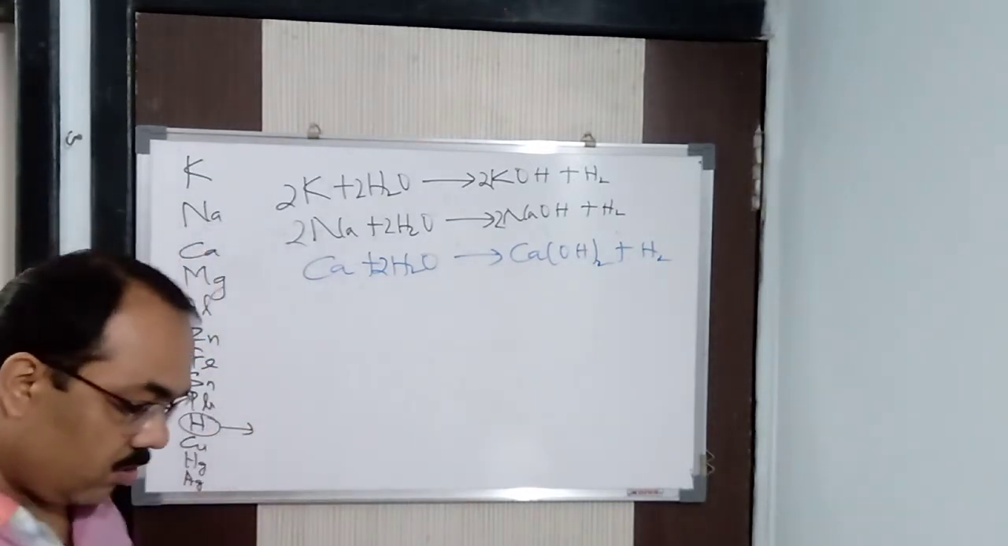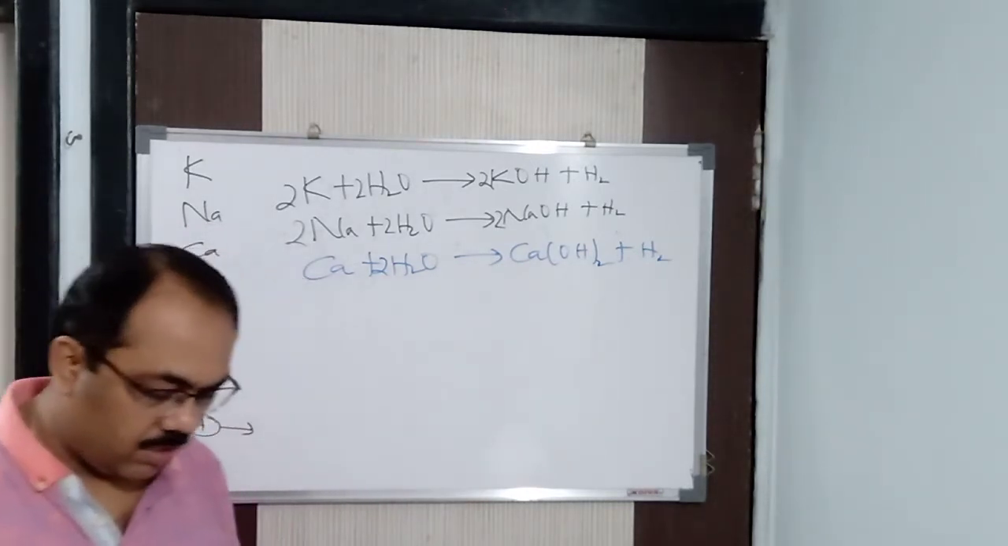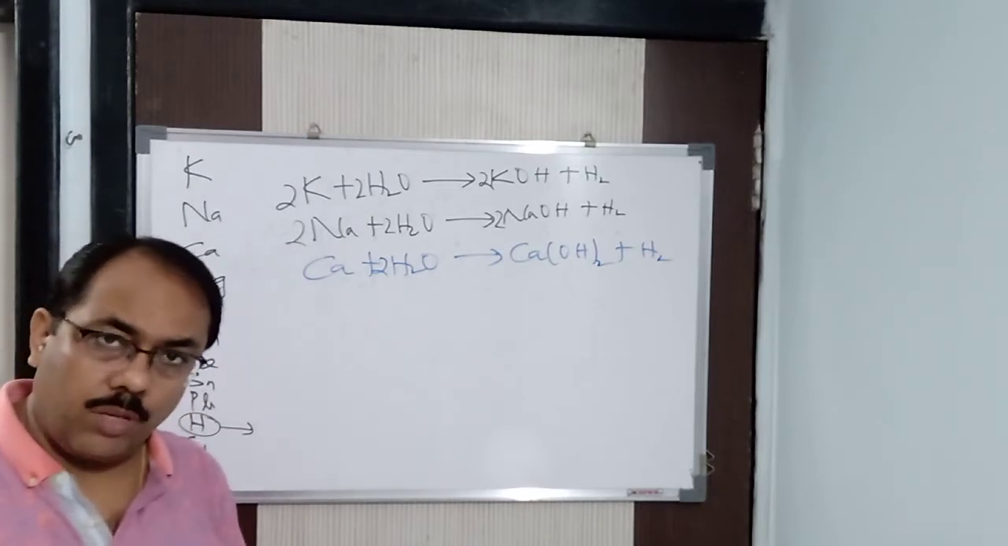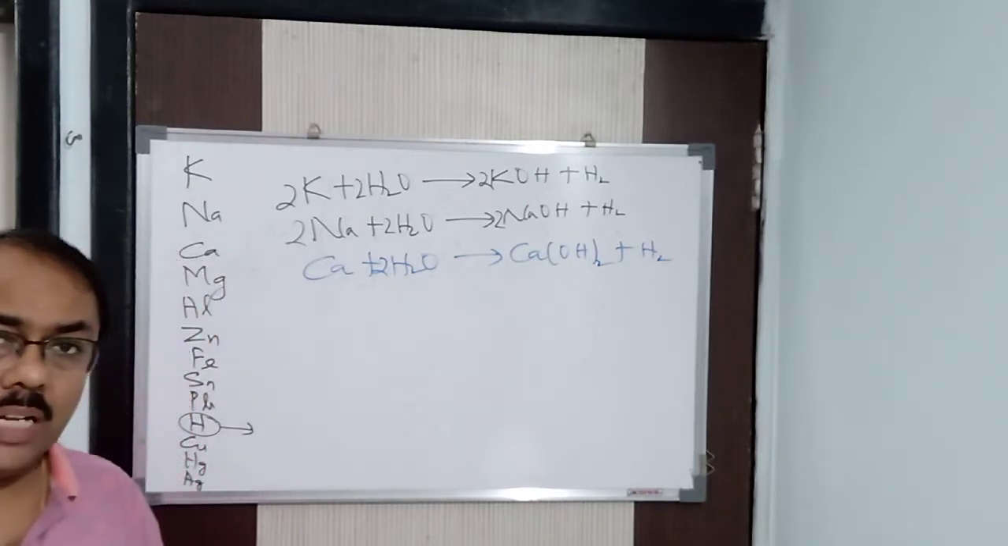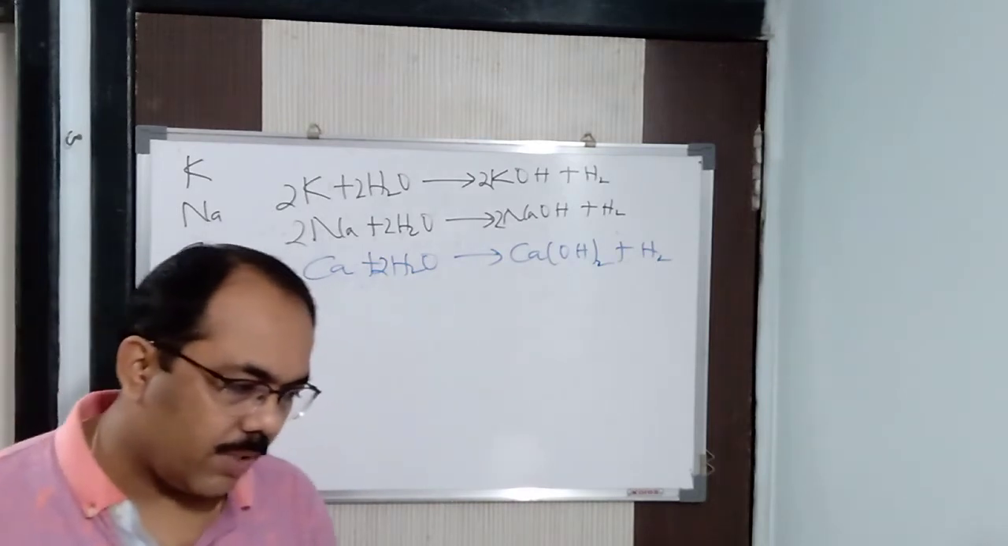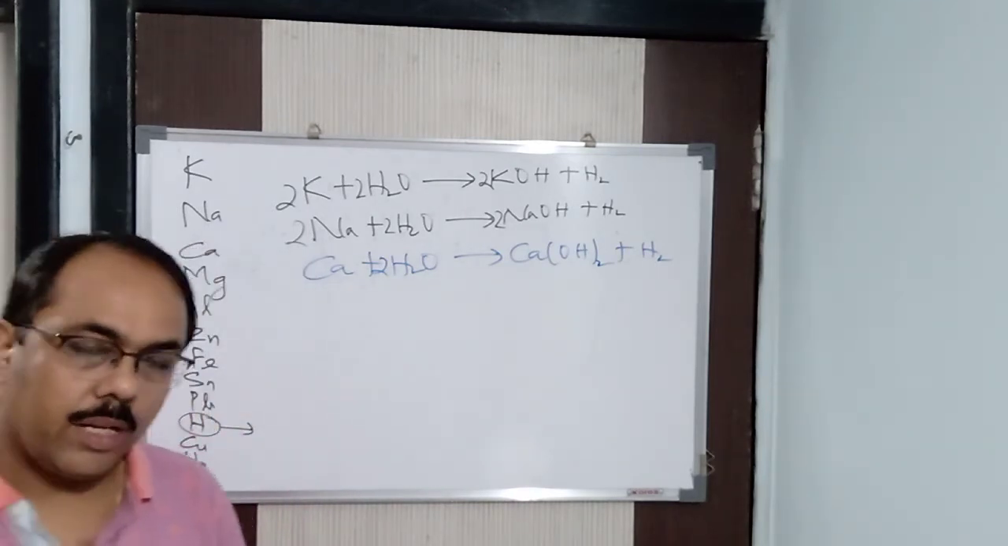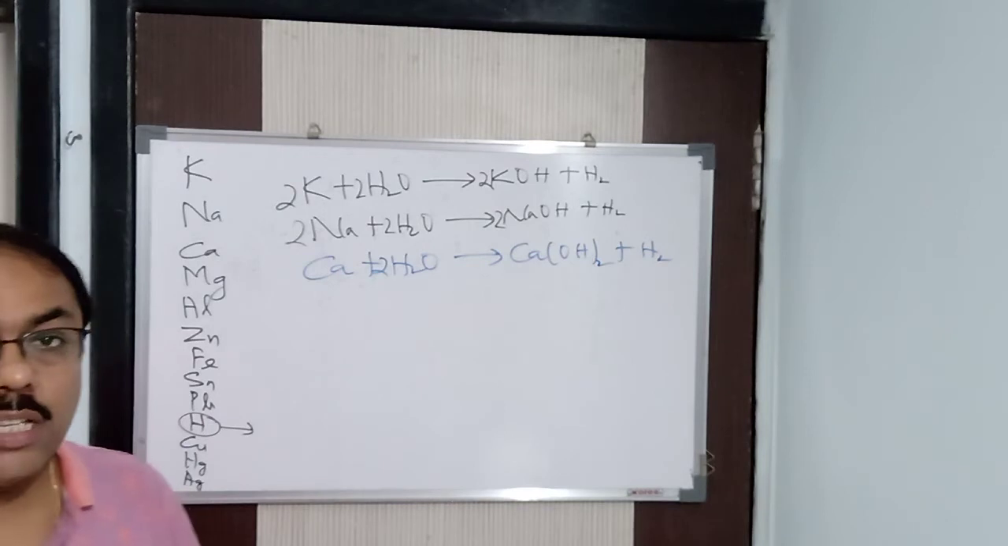So in this way, it is less vigorous compared to sodium and potassium, and it does not melt; it sinks in water. Calcium sinks in water because it is quite heavy. Clear? Now coming down to magnesium and aluminium.